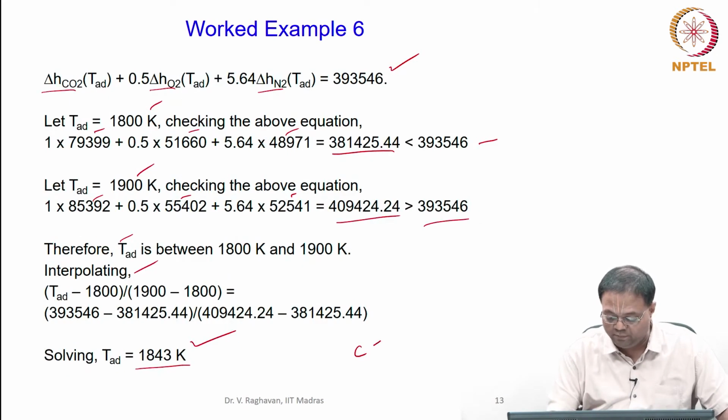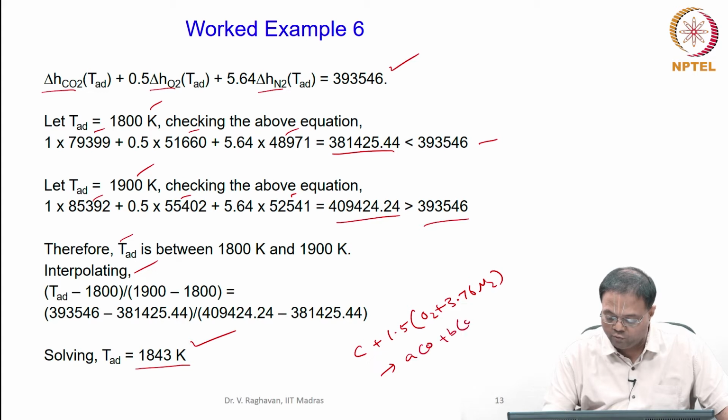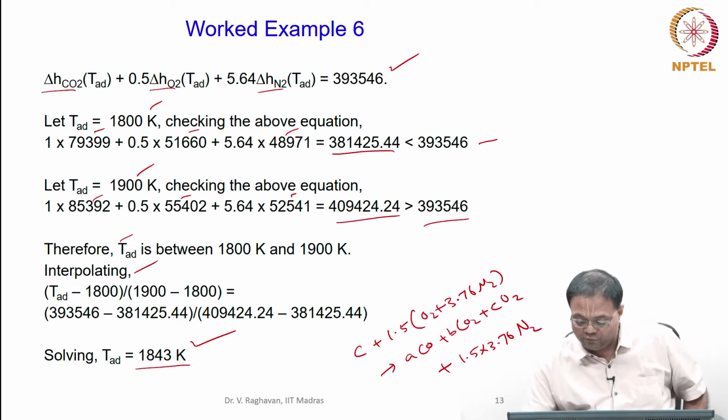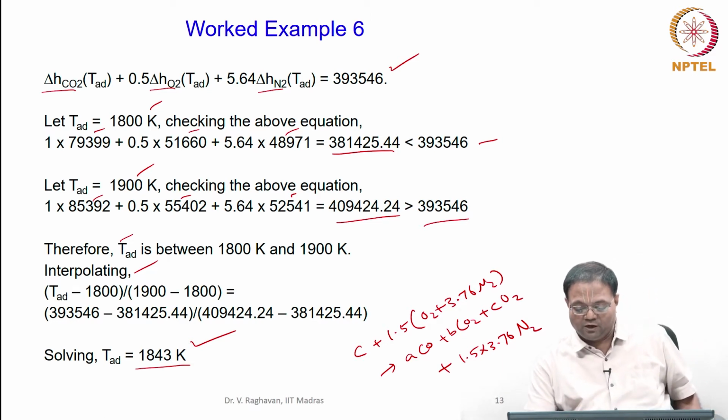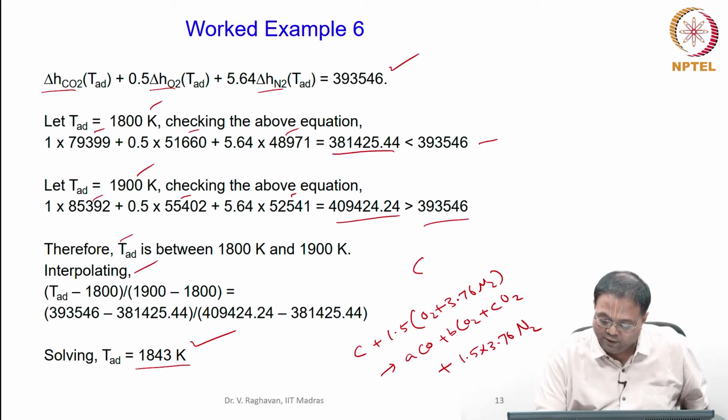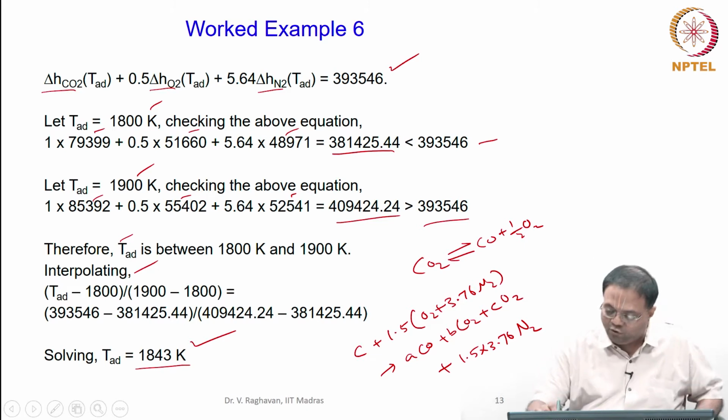We can write this as C plus 1.5 O2 plus 3.76 N2 giving A times CO plus B times CO2 plus C times O2 plus 1.5 into 3.76 N2. So now the carbon balance and oxygen balance will give you two equations, and one more equation you will get by considering this dissociation. Okay, so we can solve like this.